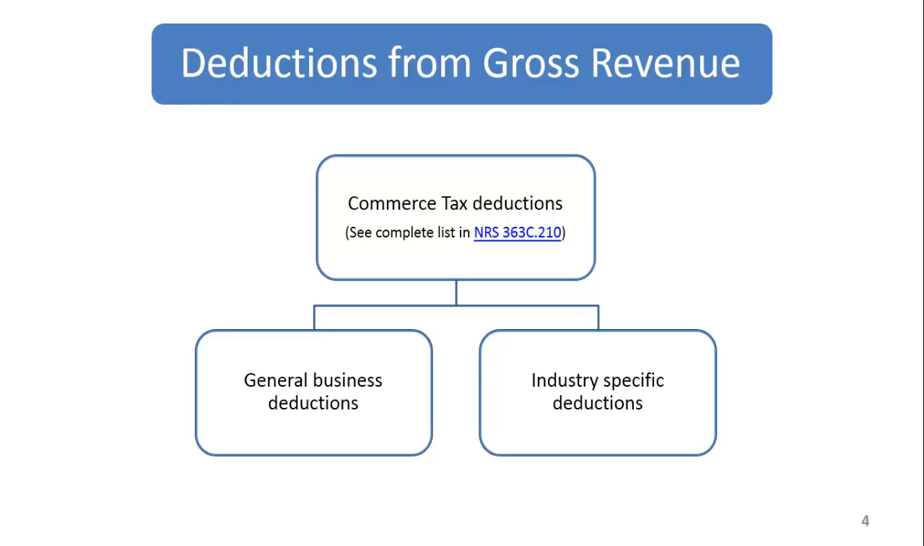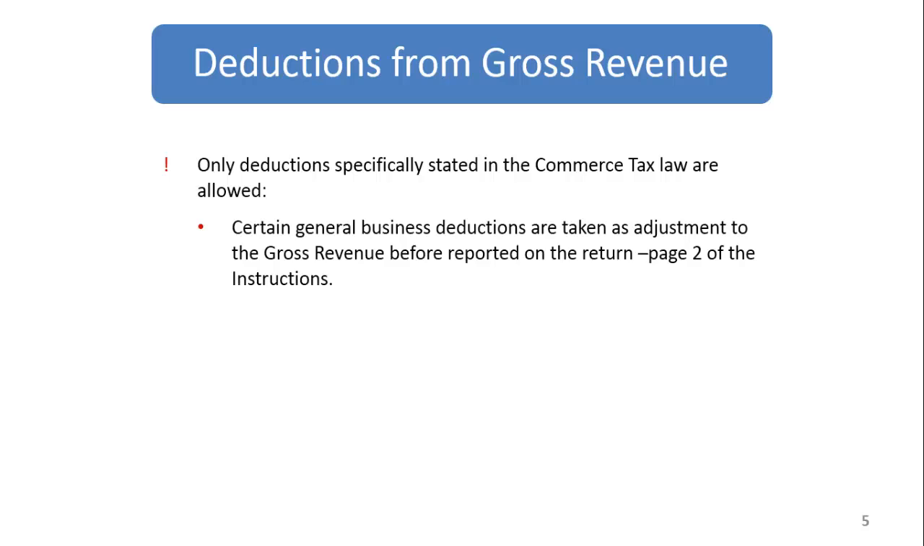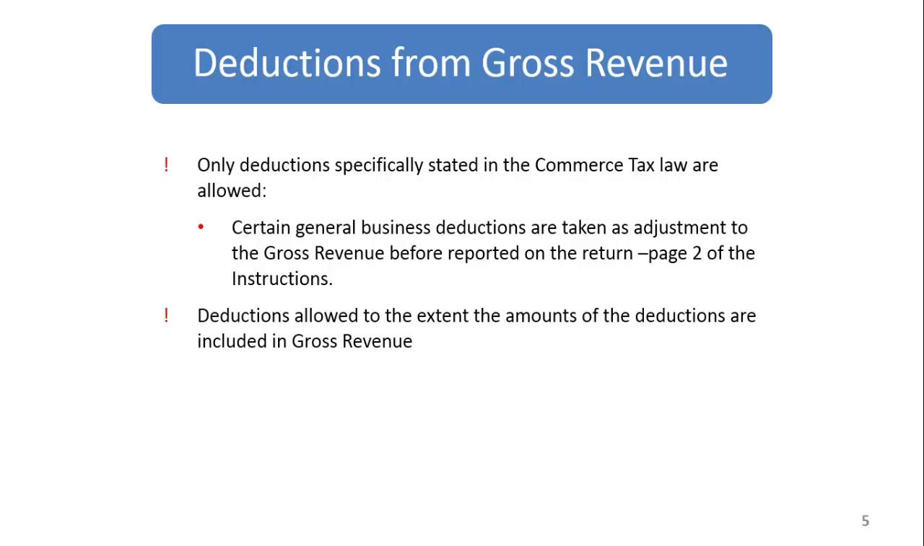Deductions for commerce tax can be divided into two broad categories: general business deductions and industry-specific deductions. Commerce tax is a tax on the gross revenue that a business entity generates from engaging in business in Nevada. Only the deductions that are specifically stated in the commerce tax law are allowed. Certain deductions are taken as an adjustment to gross revenue before being reported on the return. Please review page 2 of the instructions for those items. You may also wish to review our video on gross revenue for further information. Deductions for commerce tax are allowed only to the extent that they are included in gross revenue.